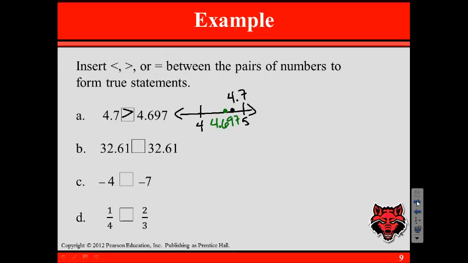Going to the next example, we have 32.61 and 32.61. We can observe very quickly that these are the same values on each side of the box. So these values are equal. They're exactly the same.